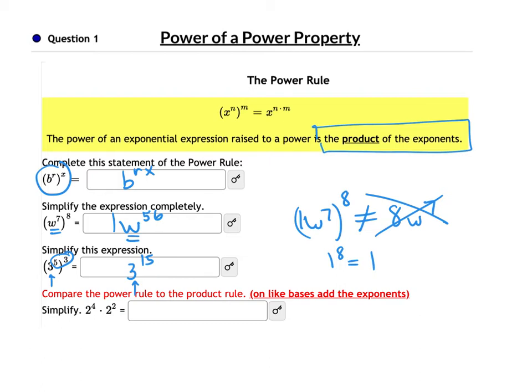Compare that to the product rule when we're multiplying. This is a different situation. When you're multiplying, you add your powers on like bases. A 2 is a like base. They both have a base of 2. This is 2 to the 6th power then, which you could work out if you like. 2 times 2 times 2, 6 times is 64. It'll accept either one of these answers.